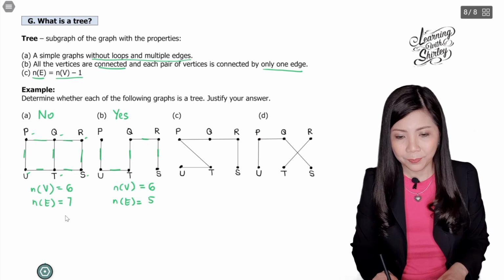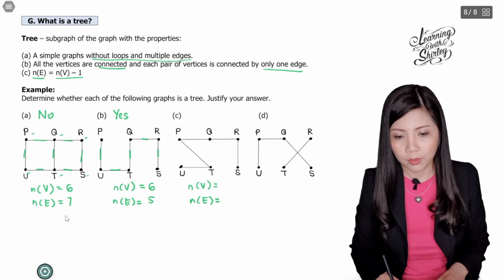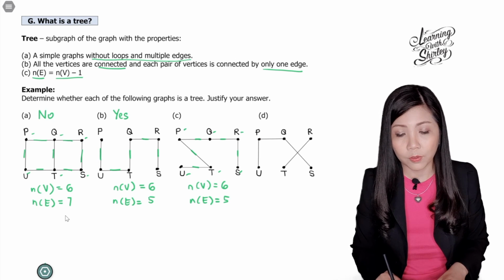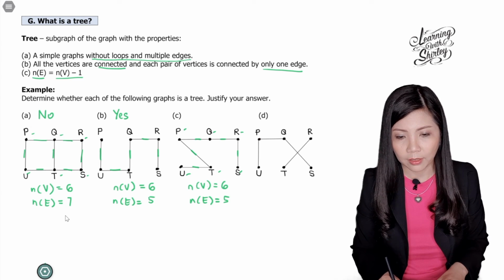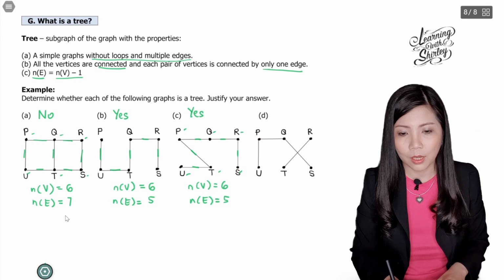Let's look at C. The number of vertices and the number of edges. The number of vertices: 1, 2, 3, 4, 5, 6, so we have 6 vertices. The number of edges will be 1, 2, 3, 4, and 5. It satisfies the properties of a tree. Double-check again: is each pair of vertices connected with only one edge? Yes. Therefore, this is also a tree.